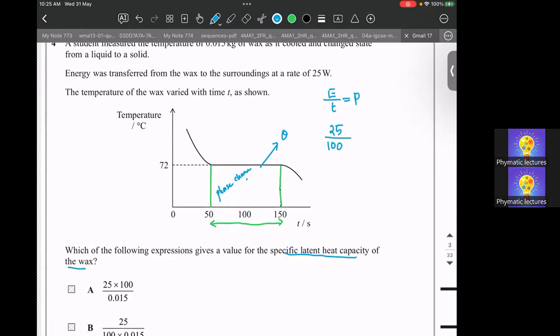So 25 by 100 is not, my bad. We don't know the energy. So energy divided by 100 is the power. Power is 25. Therefore, the equation for energy is 25 multiplied by 100, that means 2500 joules. What is the equation for energy during the phase change? That is mass into latent heat. So that is 2500. Therefore, latent heat is equal to 2500 divided by mass.